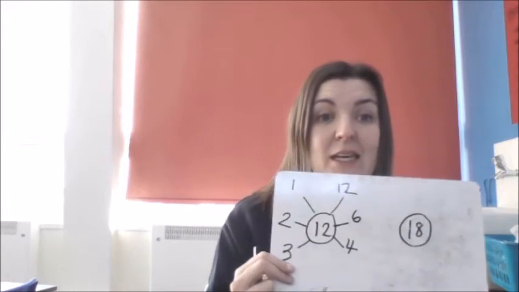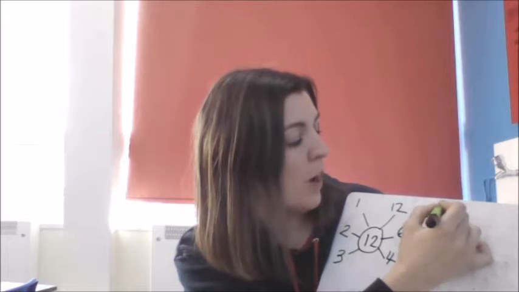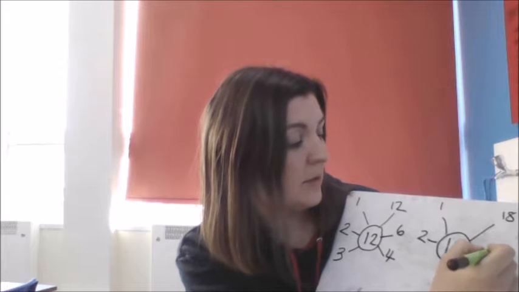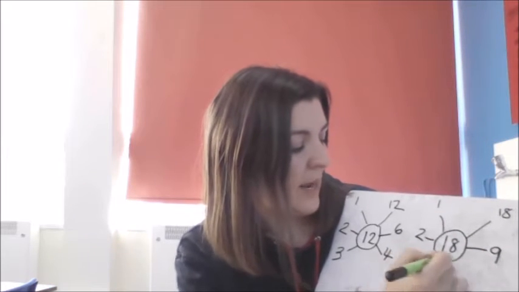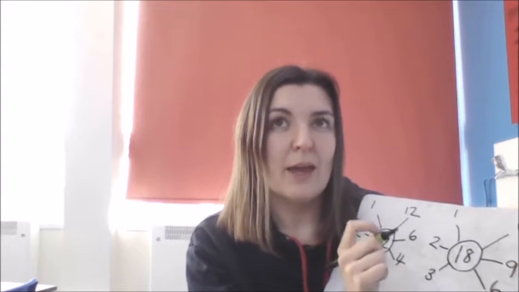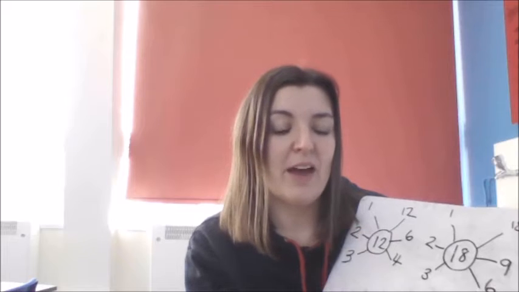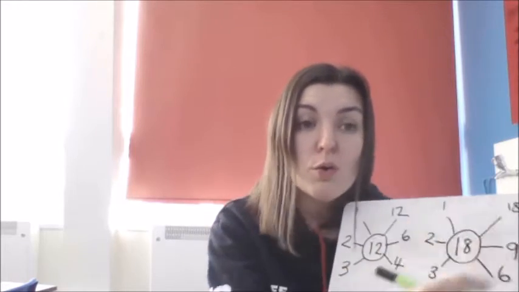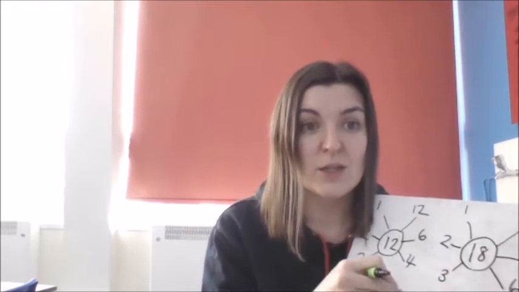If I did the same with 18 to give you another example, I'd start with 1 again: 1 and 18, 2 and 9, 3 and 6, and I don't think there's any more. 4, I can't multiply by anything to get 18, 5 no, 6 I've already got, 7 no, 8 no, 9 no, 10 no. So I've got them all. So 1, 18, 2 and 9, 3 and 6 are all factors of 18. If I divided 18 by any of these numbers, I'd get a whole number. So these are factors.